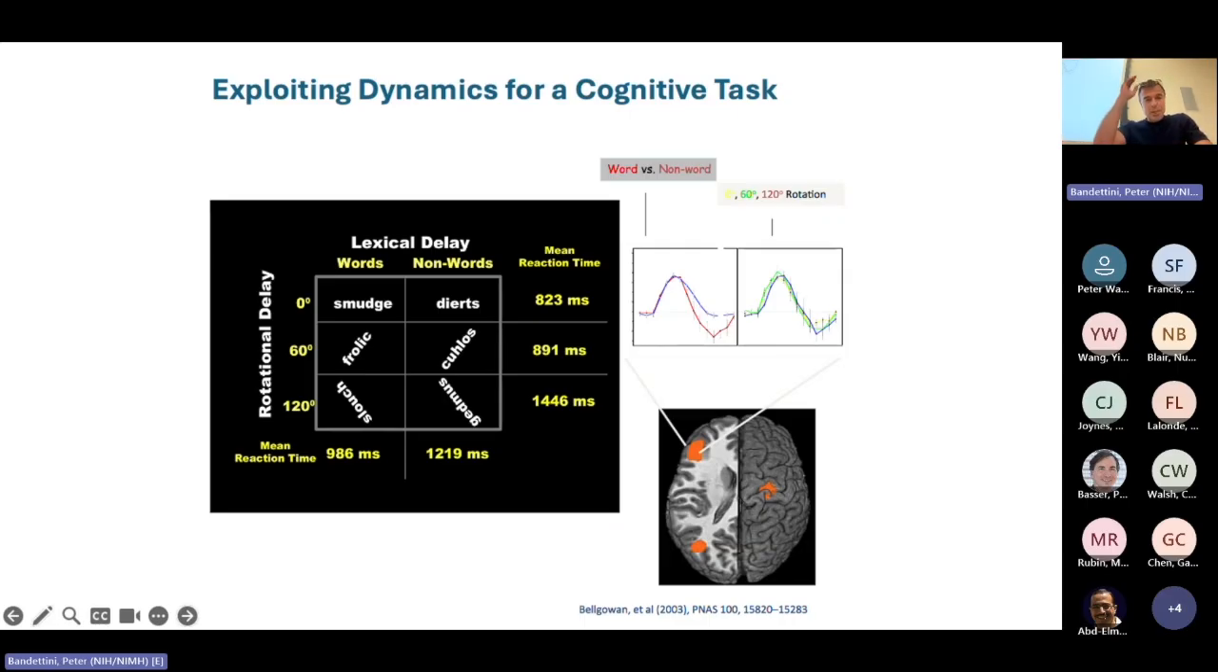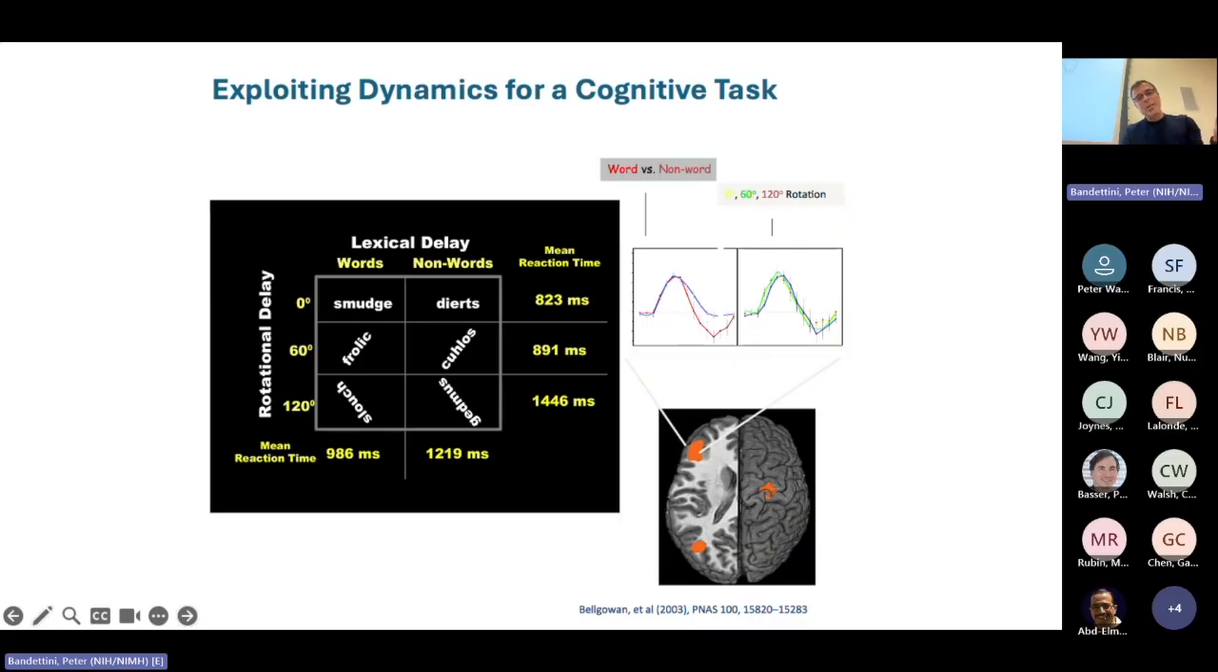So this is work by Pat Belgowan when he was in my group, in which a subject viewed either nonsense words or rotated words. It turns out that if you compared the timing between words and non-words, there was no difference in the onset in the left anterior prefrontal cortex for processing words. But for the non-words, it took a little bit longer, and so the hemodynamic response was a little bit wider.